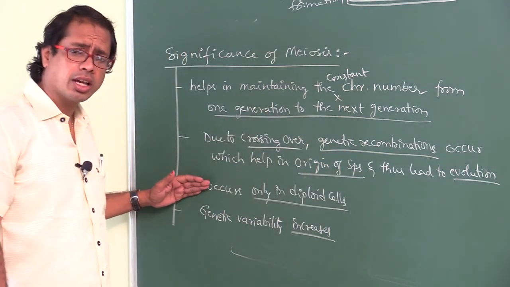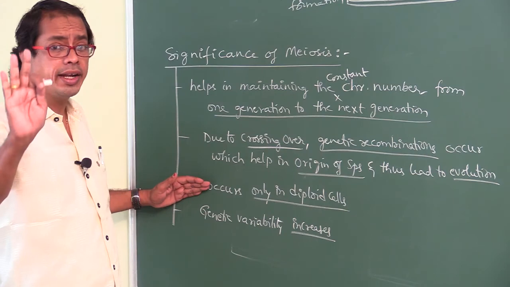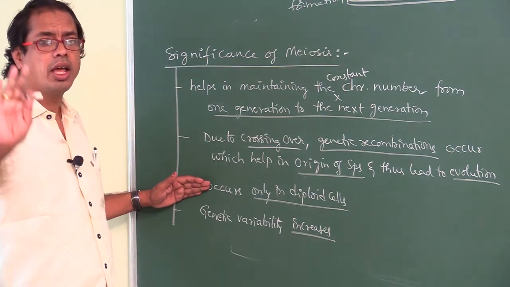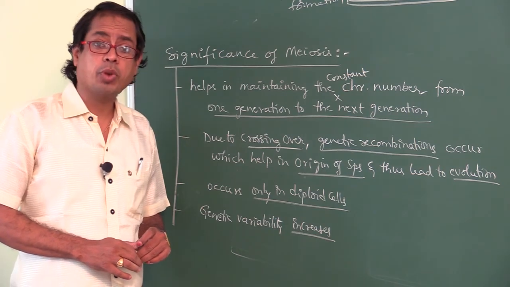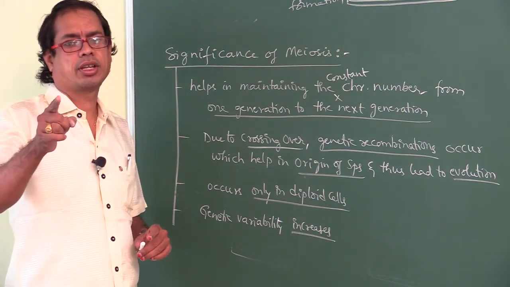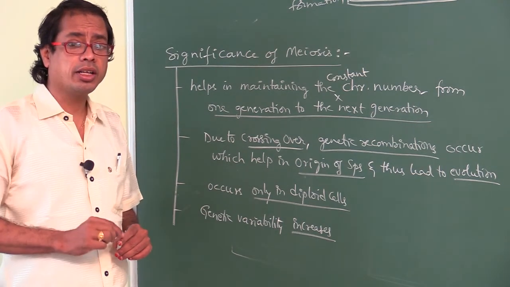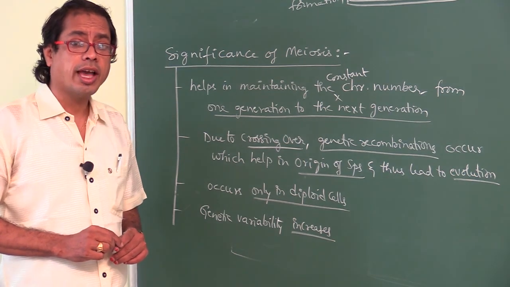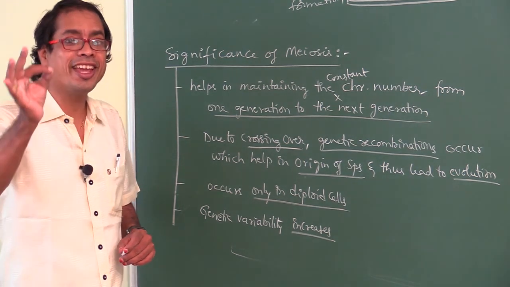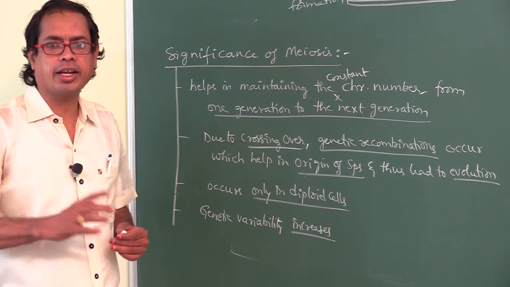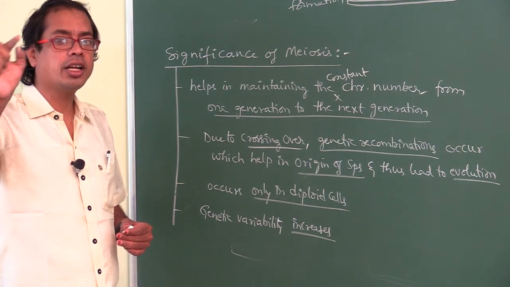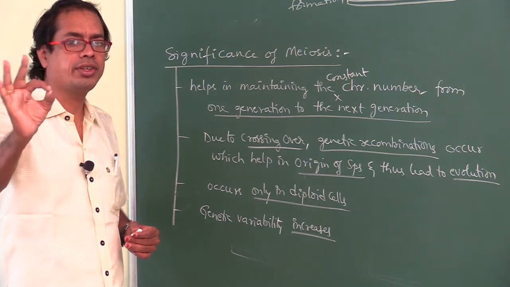Does meiosis occur only in diploid cells, never in haploid cells? Will meiosis occur in haploid organisms? Yes. Meiosis occurs in haploid organisms in the zygote. Haploid organisms, that is algae and fungi, contain a zygote. In that zygote, the meiotic division occurs.